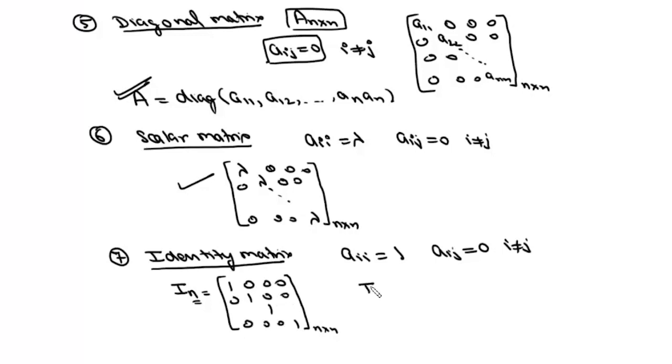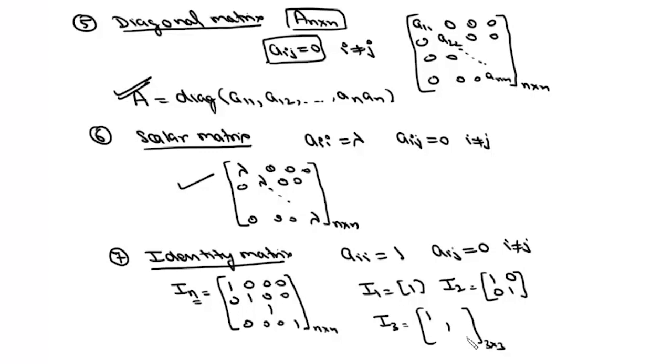Now we write I1 is just 1, I2 will be this 2 cross 2 matrix, diagonal elements 1, non-diagonal 0. We can write I3, 3 rows, 3 columns.